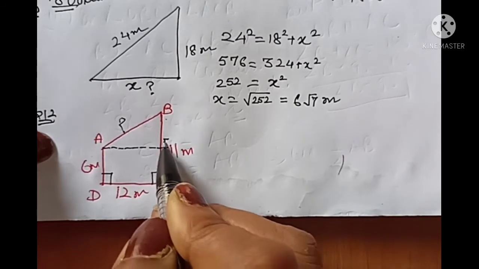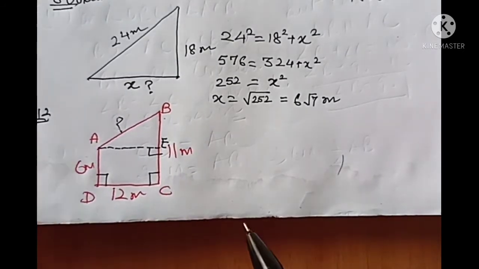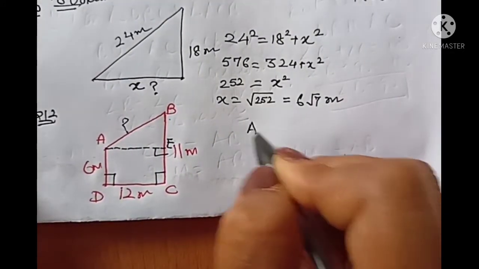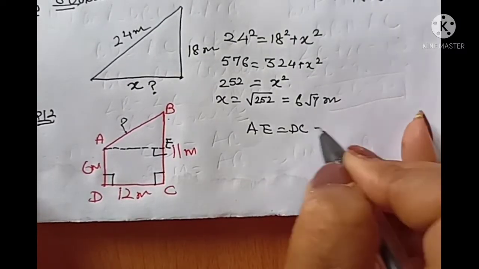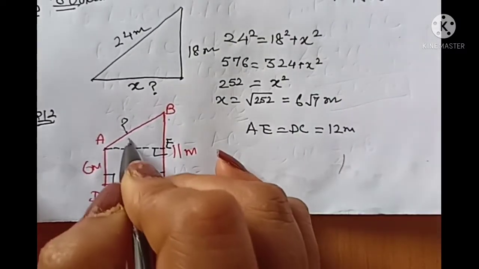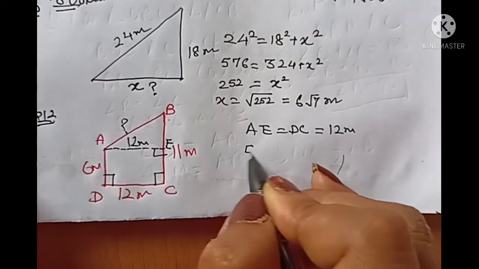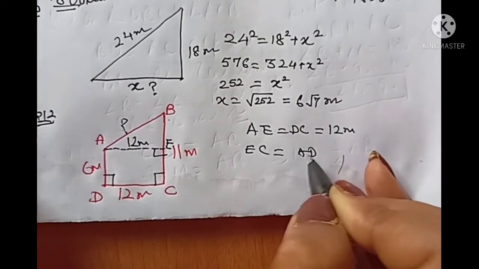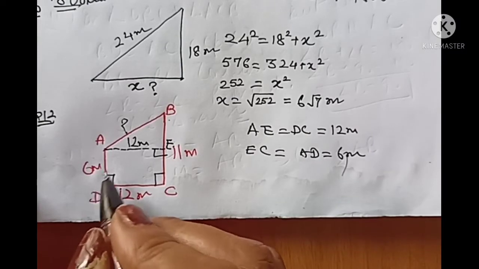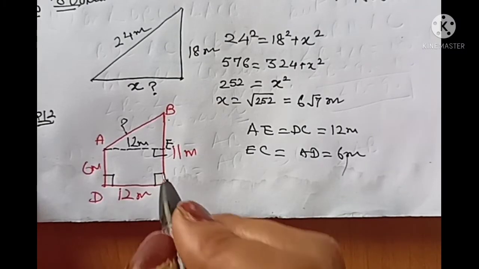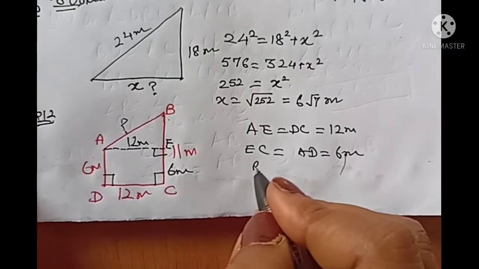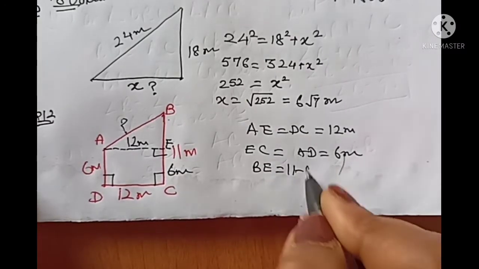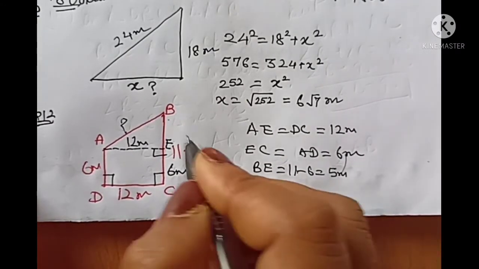So we say draw AE perpendicular to BC. Now clearly AE is equal to DC because this becomes a rectangle and comes out to be 12 meter. So this is 12 meter. EC becomes equal to AD, again opposite sides of a rectangle. So this is 6 meter. And if this is 6, total is 11. May I say that BE is equal to 11 minus 6, that is 5 meters.